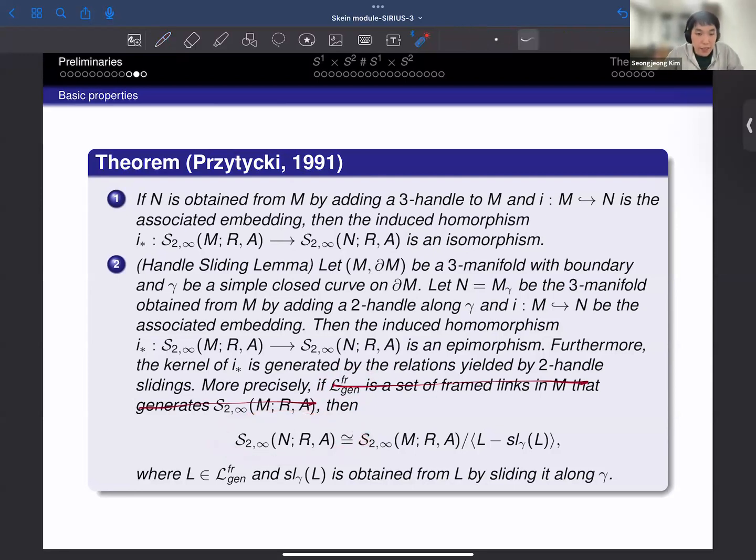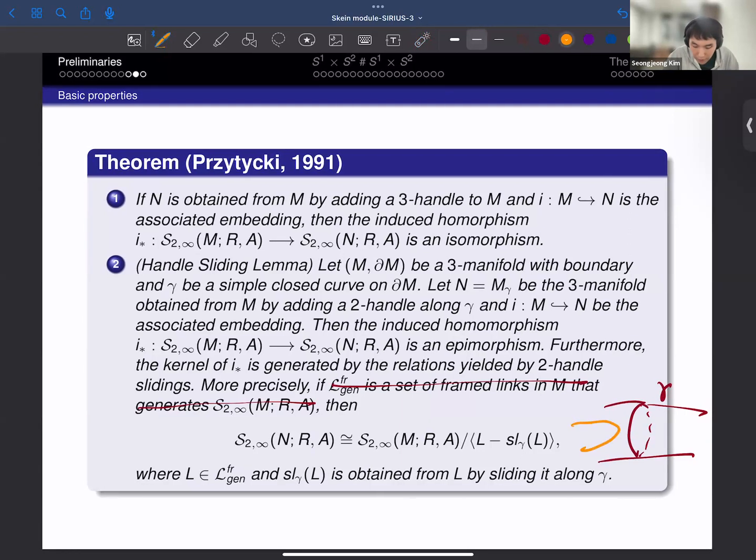The skein module of N is isomorphic to the quotient module of the skein module of M, quotiented by the submodule generated by L minus SL gamma L. Here, SL gamma L is the result of handle sliding along gamma. It means if we have a gamma here and we have a L, then this blue curve should be SL gamma L.